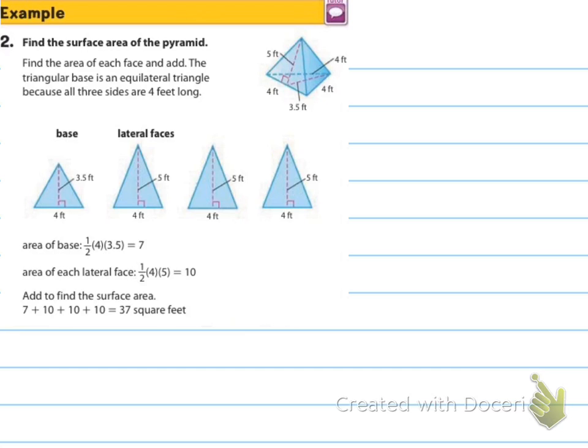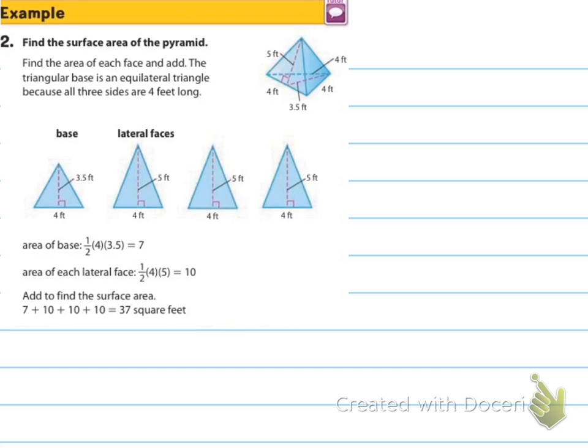All right, so we find the area of the base, which is going to be 1/2 times 4 times the height of 3.5. Okay, that's what I used right there. Then we're going to find the area of each of these triangles that are poking up here that are the lateral faces. And we've already talked about this. If the base has all the same dimensions, then all of the lateral faces will have the same dimensions. So we've got a base of 4 and a height of 5. So 1/2 times 4 times 5, and we find that that's going to be 10.